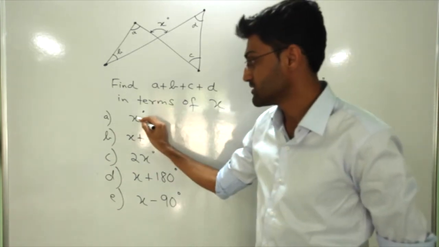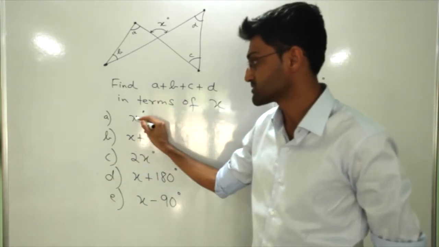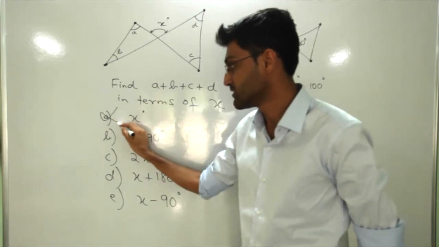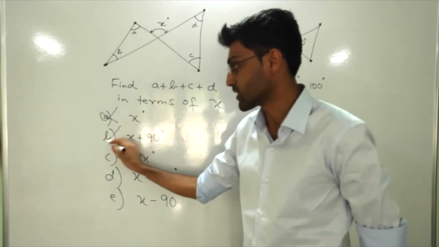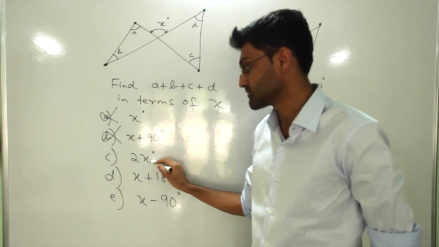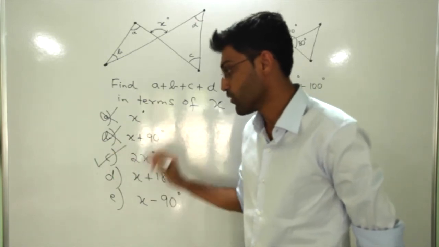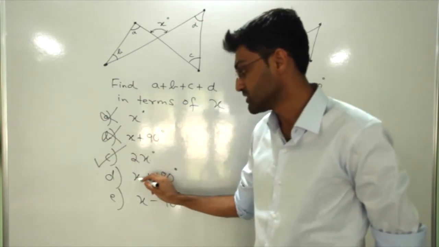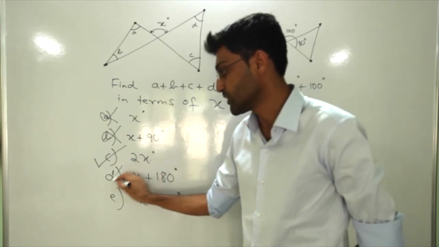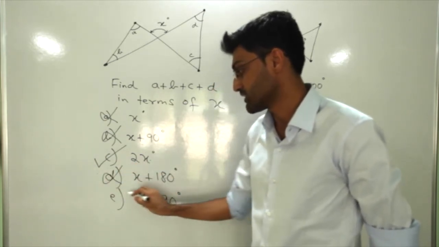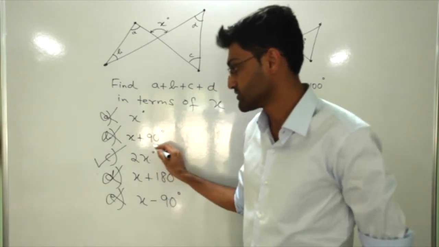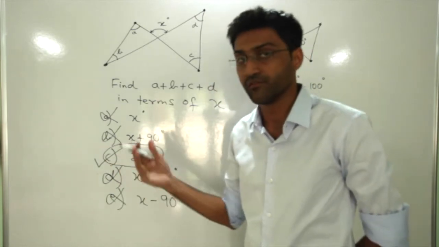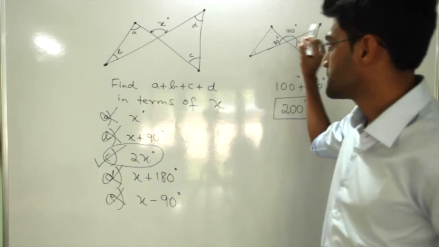So let's see, after we plug in, what happens. Here it's 100, here it's 100 plus 90, that's 190, while here it is 2 times 100, 200. However, let's have a look at the other ones as well. 100 plus 180 gives us 280 and 100 minus 90 gives us 10. So quite obviously, the answer can be gotten within 10 to 15 seconds by using the plug-in strategy.